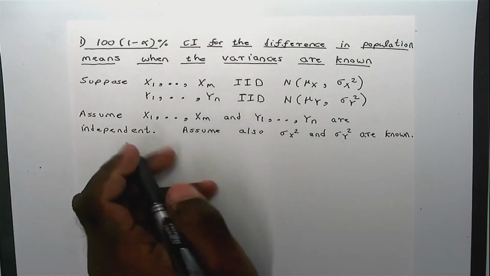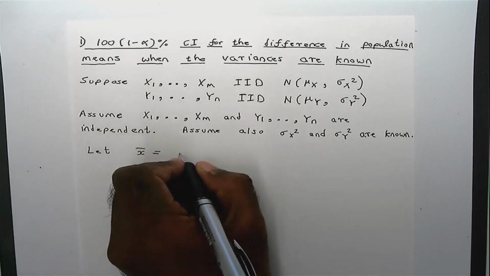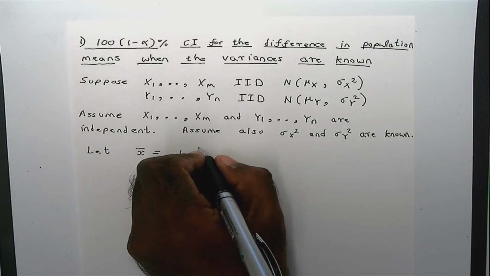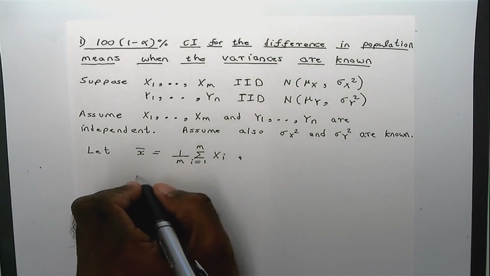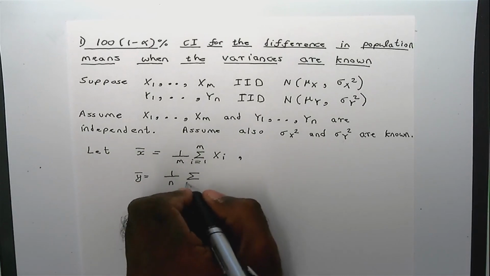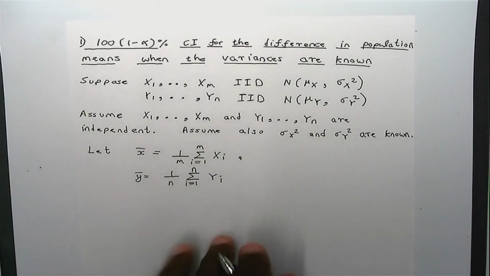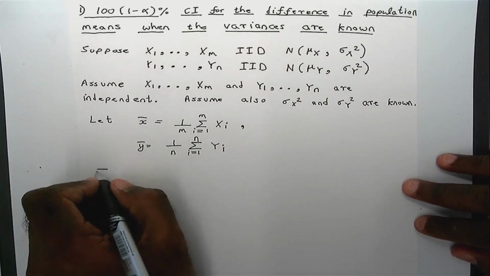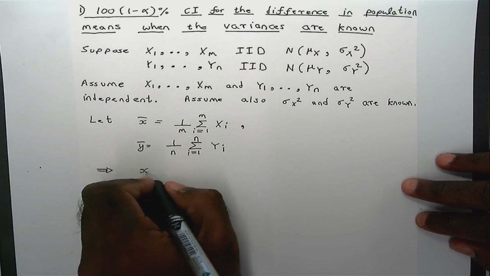Now, let x bar denote the sample mean of the first sample, and let y bar denote the sample mean for the second sample. Now, if you look back in the video for normal distribution, we did that some time ago, one of the properties of the normal distribution I gave you is the following.